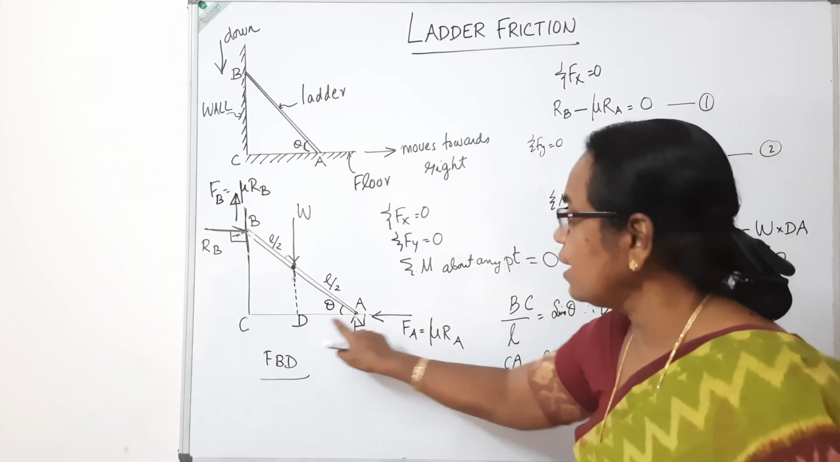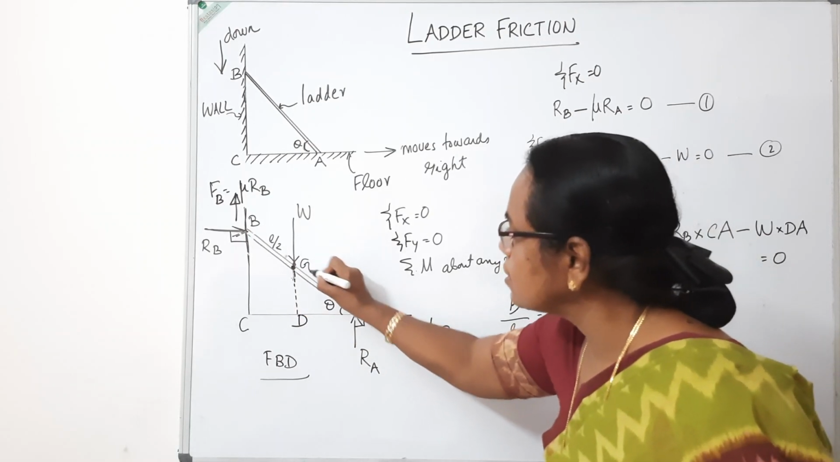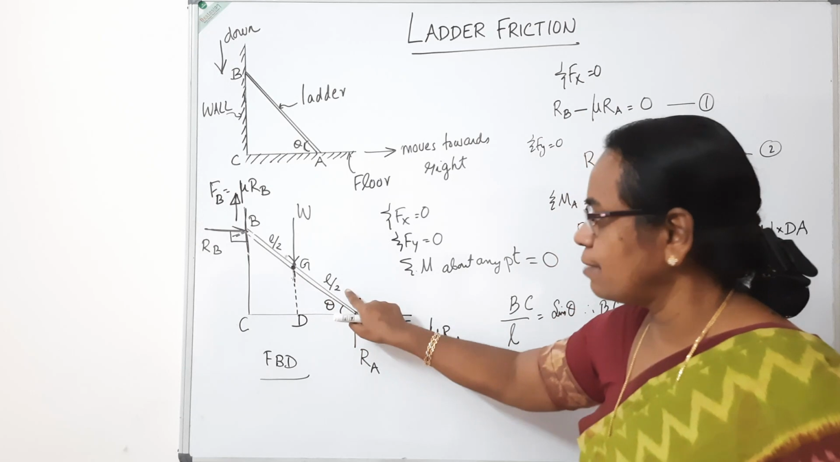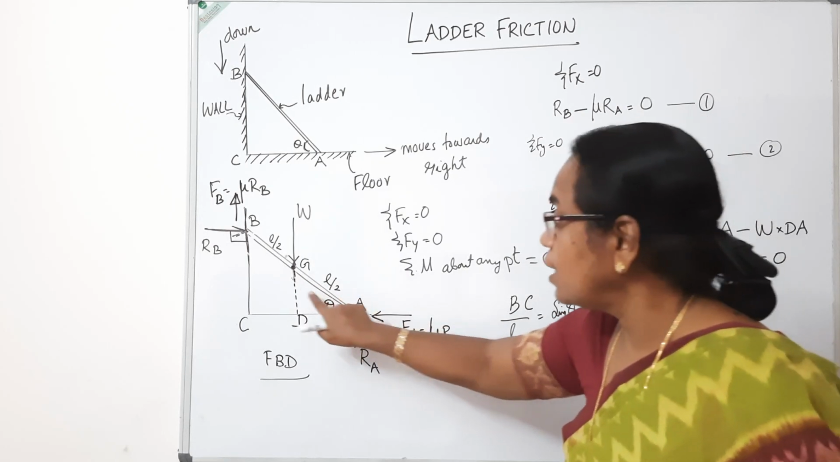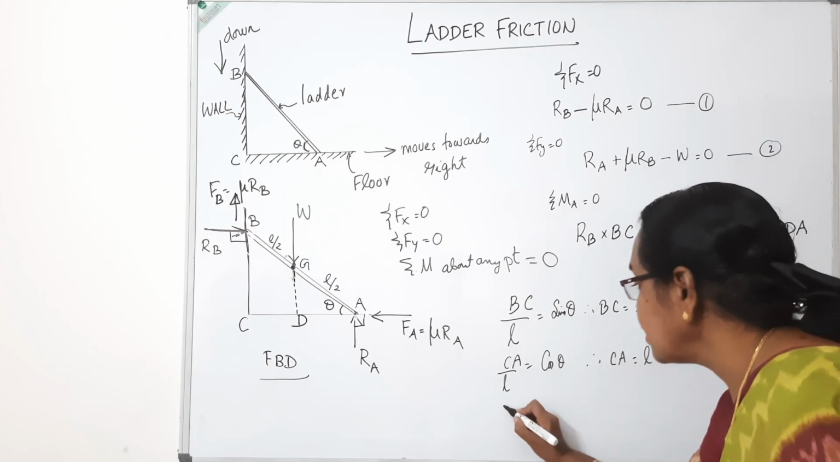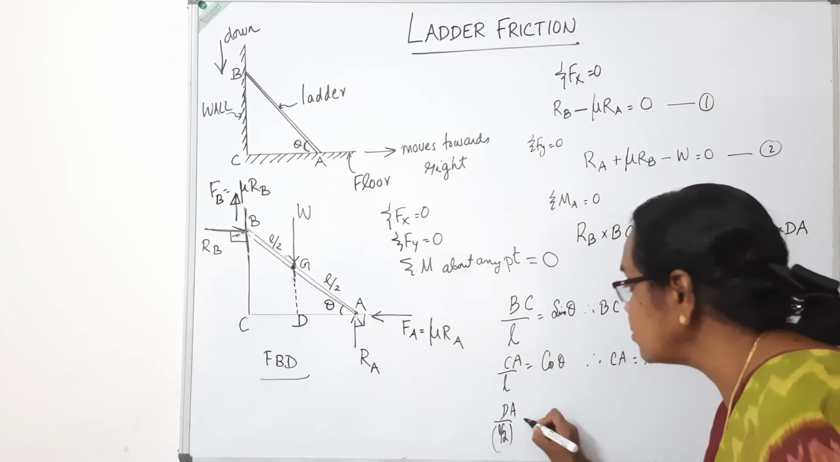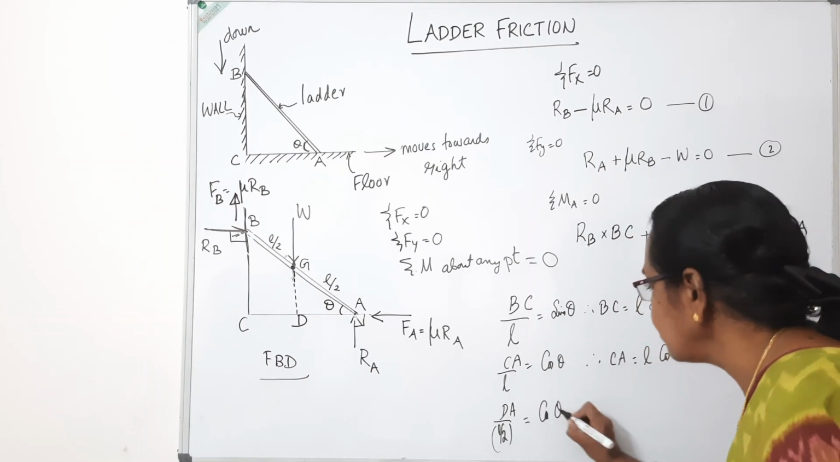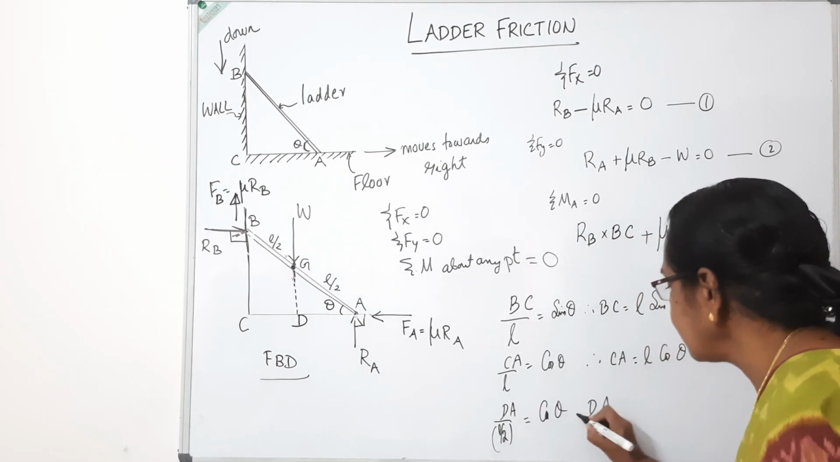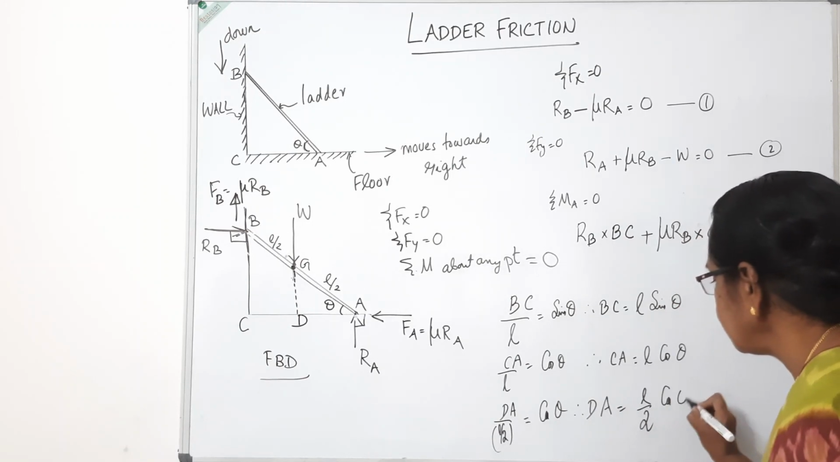What about DA? Consider this triangle. Let it be G. GA is L by 2, half, and this is theta. So DA by L by 2 is equal to cos theta. Therefore, DA is equal to L by 2 cos theta.